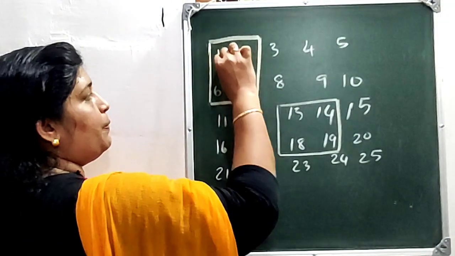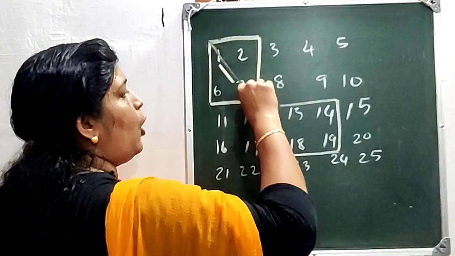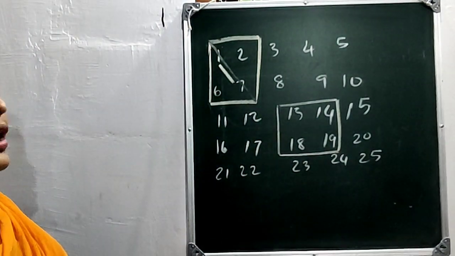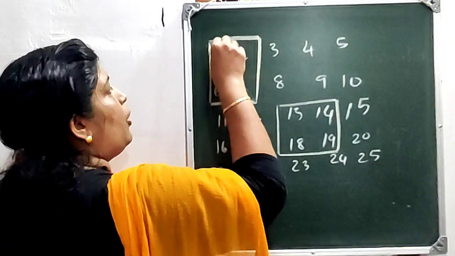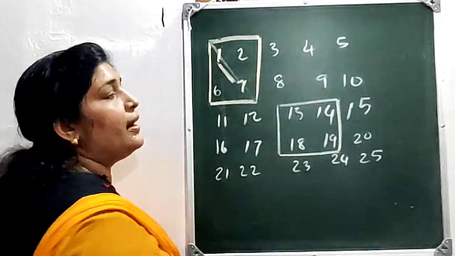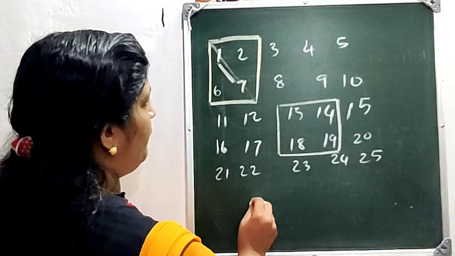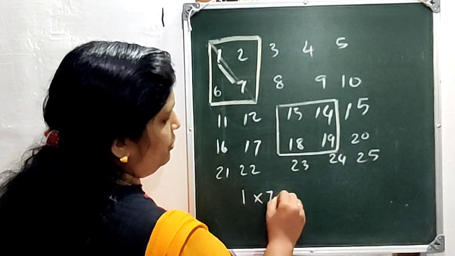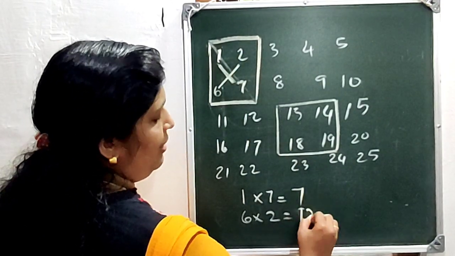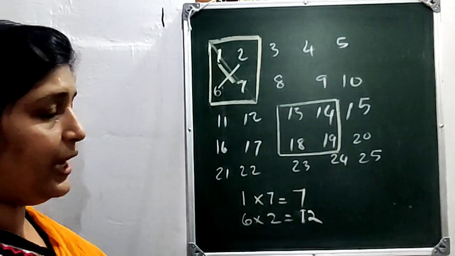What do you mean by diagonal product? What do you mean by diagonal? Diagonal means the line connecting opposite vertices, right? Lines connecting opposite vertices are called diagonals. So diagonal product means find the product along a diagonal. If we consider this square, the diagonal products are 1 into 7 is equal to 7, and 6 into 2 is equal to 12. These two are the diagonal products, and we need to find the difference between them.